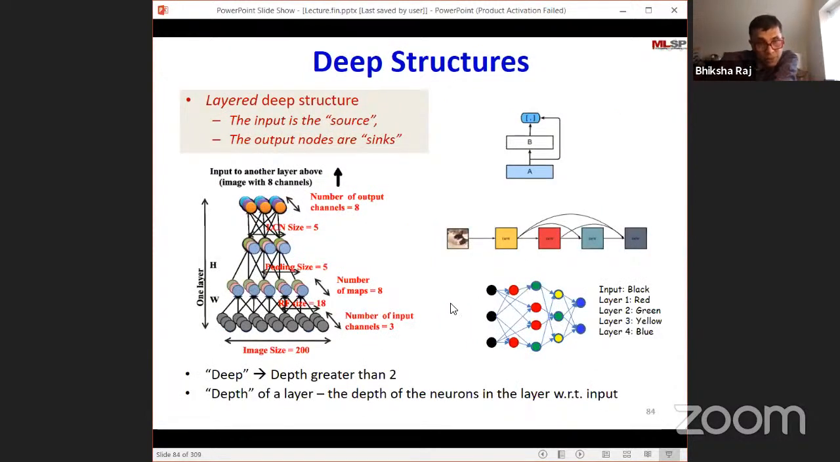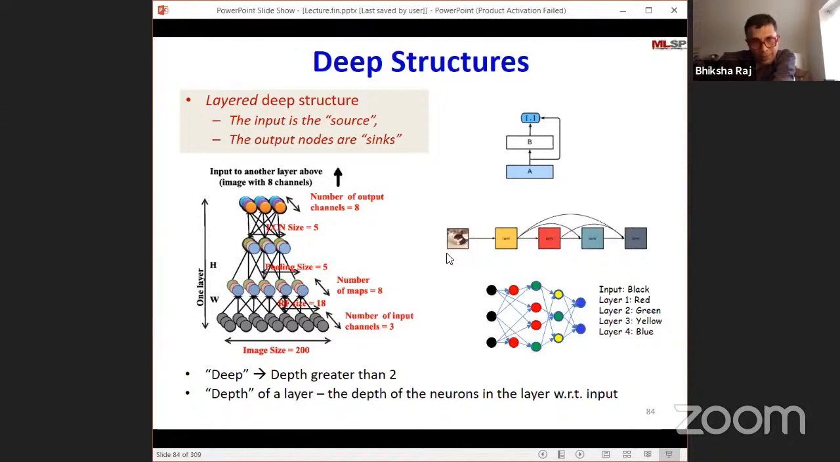So now when I'm speaking of neural networks, typically we will arrange the network in this manner where neurons get inputs from other neurons. Now, the depth of the network is basically the length of the longest path from the input to the output. And if this depth is greater than 2, the network is said to be a deep network. So if the depth is at least 3, the network is said to be a deep network. But then what does it mean to have a layer?